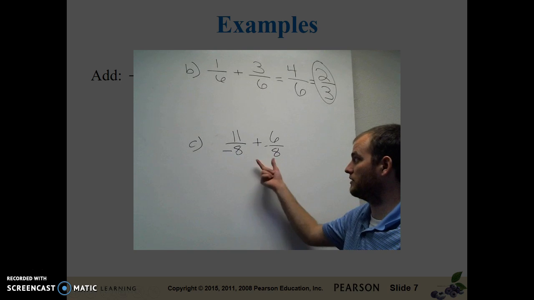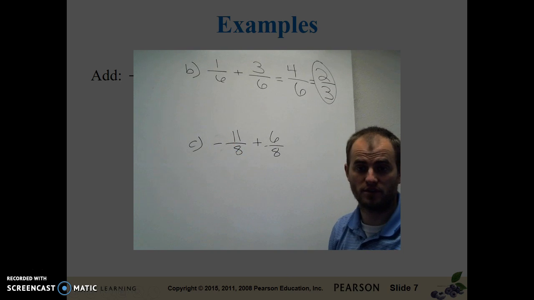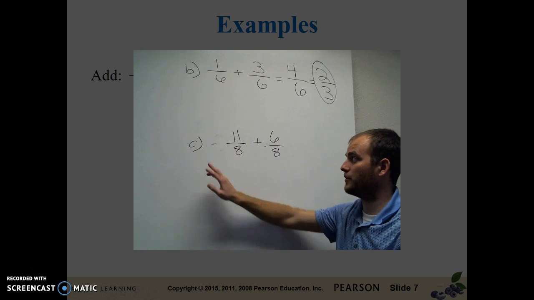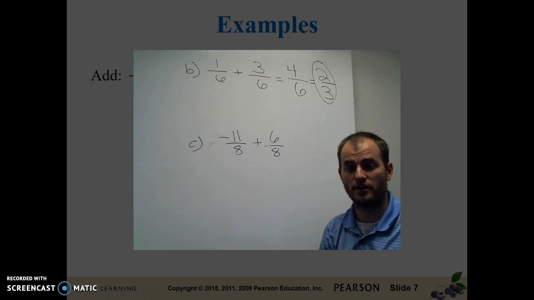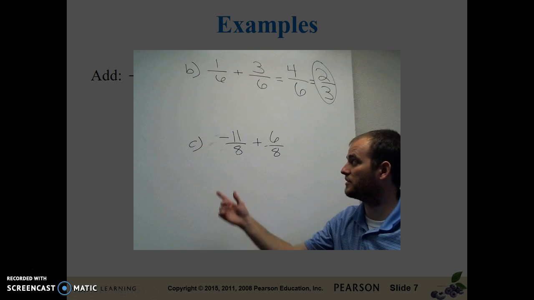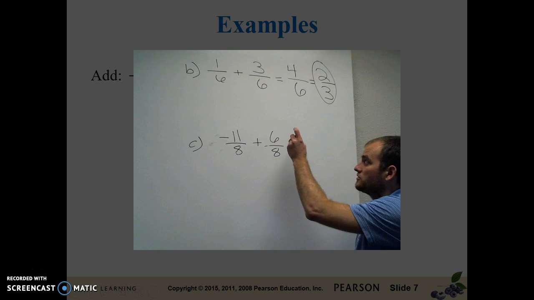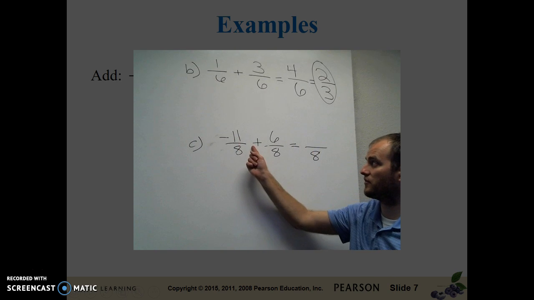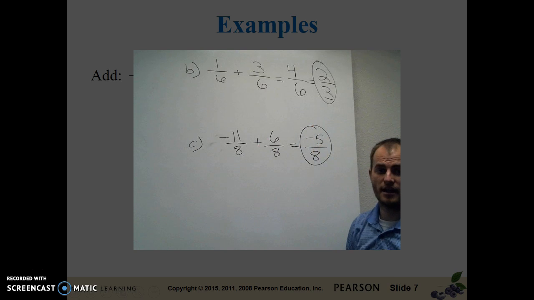And we want them to be like. So if there's a negative in front, we don't consider it to go with the denominator because we need to have like fractions. So instead we consider it to be part of the numerator. Negative 11 over 8 is the same thing as negative 11/8 because if there's one negative, the answer is negative. So to add these, we keep our common denominator of 8. Negative 11 plus 6 is negative 5. So we get negative 5/8.